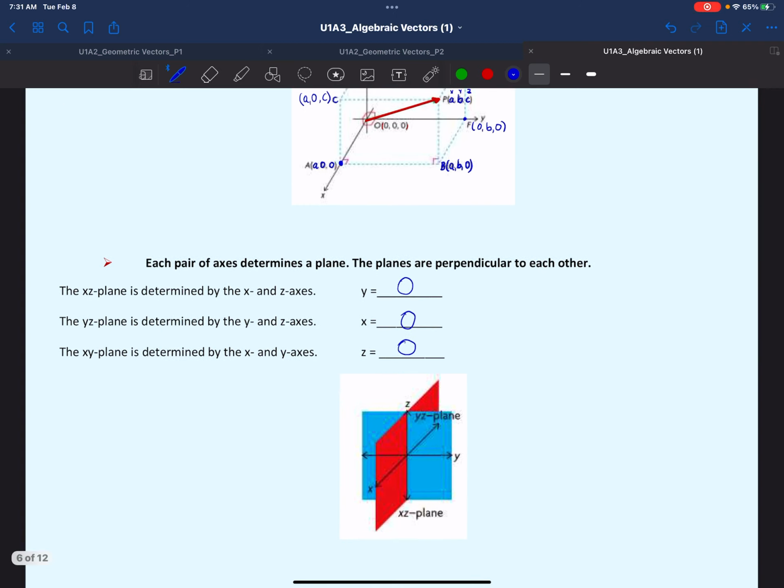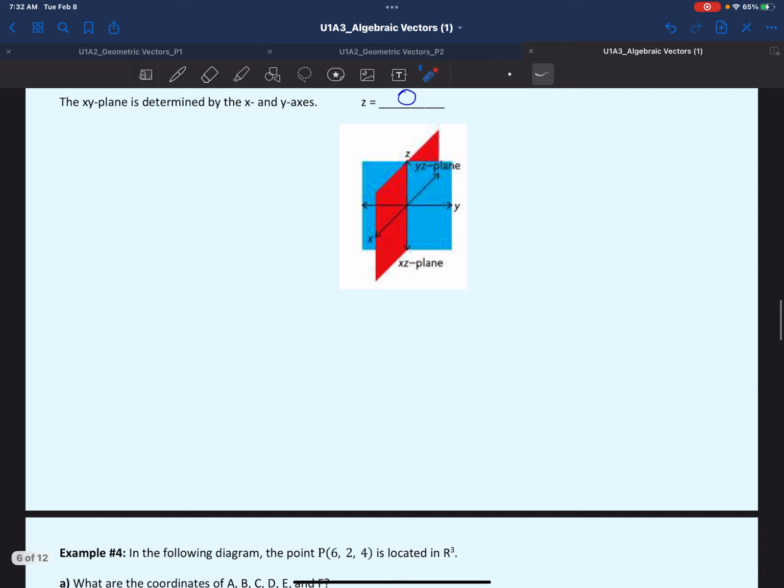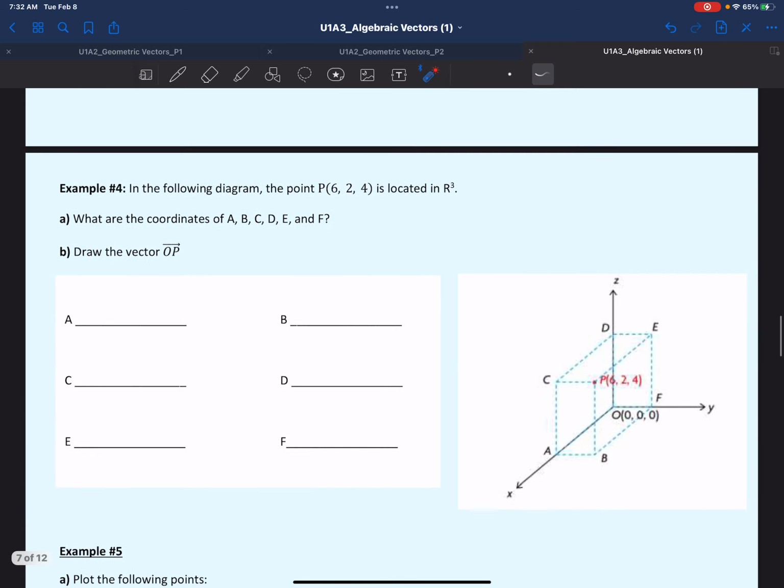And you can see that the YZ plane is the blue one. It extends in all directions. And the red one is the XZ plane. Now, the XY plane will be the one that is going this way. I think that we didn't go over it, so it makes the diagram a little bit more complex. So let's take a look now at an exercise, example number 4.